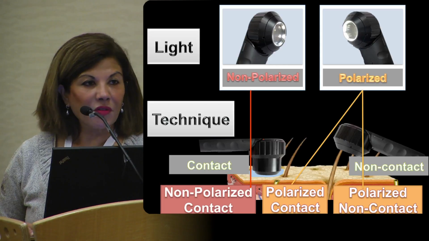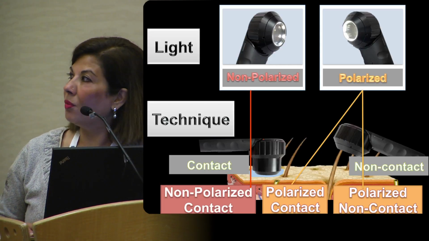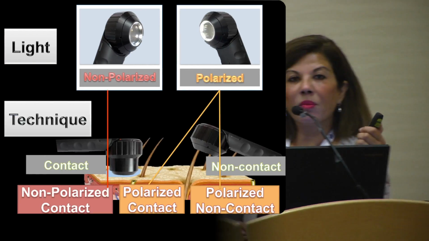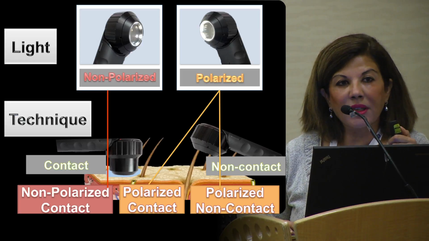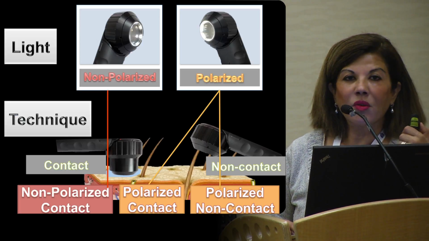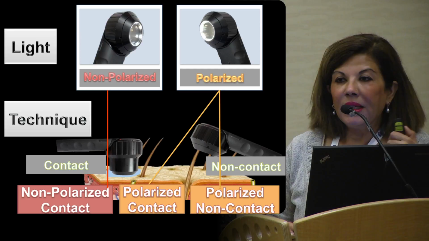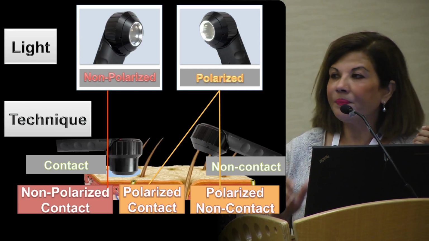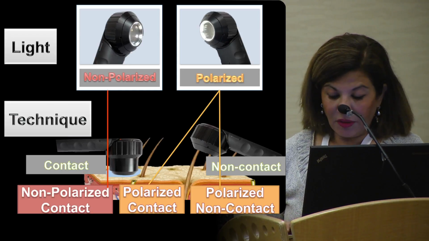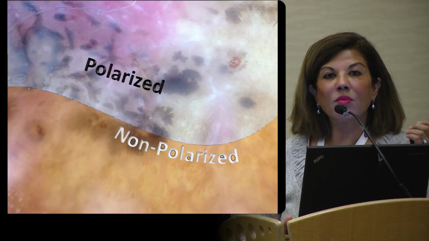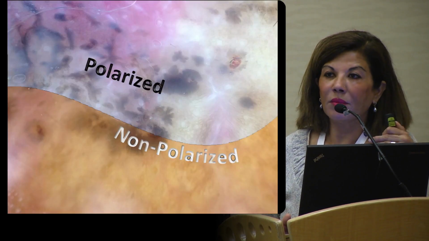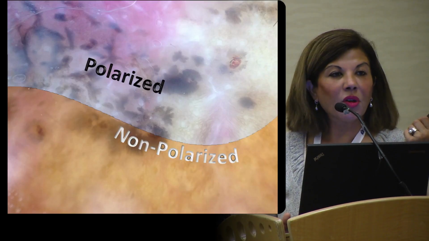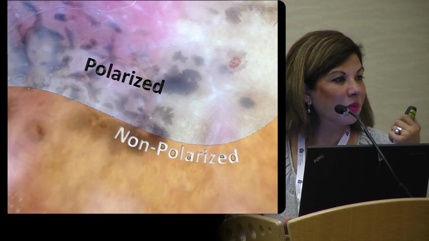There are two main types of dermatoscopes, polarized and non-polarized. Non-polarized dermoscopy is always in contact with the skin, and polarized dermoscopy could be contact and non-contact. Most of the currently available dermatoscopes toggle between the two. This is a topic in itself, but suffice to say that polarized dermoscopy allows you to see deeper structures, and non-polarized dermoscopy allows you to see more superficial structures.